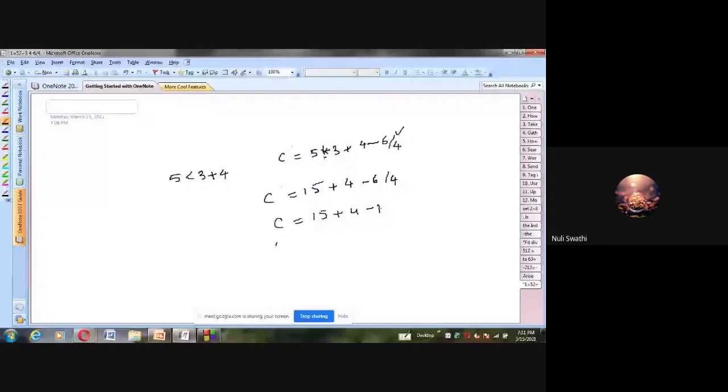Within this, plus and minus are both the same priority operators. In that case, the execution will take place from left to right only. Therefore, plus has to be executed first. So what is 15 plus 4? 19. So 19 minus 1. Finally, the only operator left is C is equal to 19 minus 1, which is 18. And then lastly, assignment will take place. As a result, if you take the C value, C will hold how much? 18.